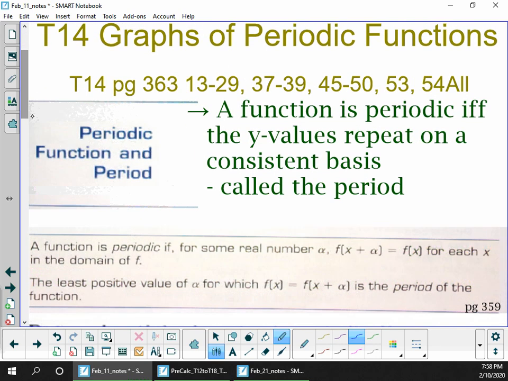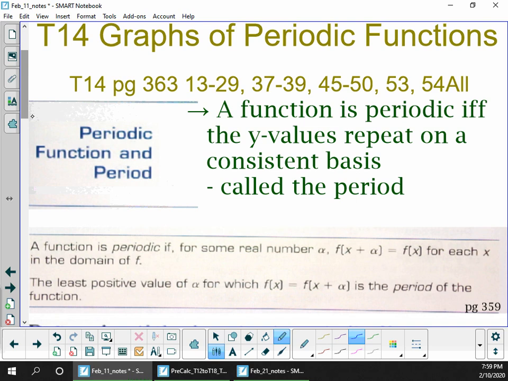So, a function is periodic if, for some real number alpha, f of x plus alpha is equal to f of x for all x in the domain of f. So for every number that you can plug in, if you can get the exact same y value by just adding a certain value to everything, you've got a periodic function. The least positive value of alpha for which f of x equals f of x plus alpha is the period. That alpha represents the period on which this is going to happen. That came directly off of page 359 if you want to get a better copy of it.